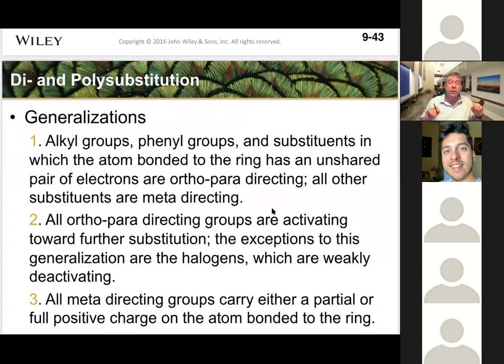All ortho-para directors except for halogens are activators. Halogens still have lone pairs, so they're ortho-para directing, but they are a little more electronegative than the carbon and therefore they are weakly deactivating. So it's still ortho-para because of lone pairs, but more electronegative. All meta-directing groups carry either a partial or a full positive charge on the atom bonded to the ring.